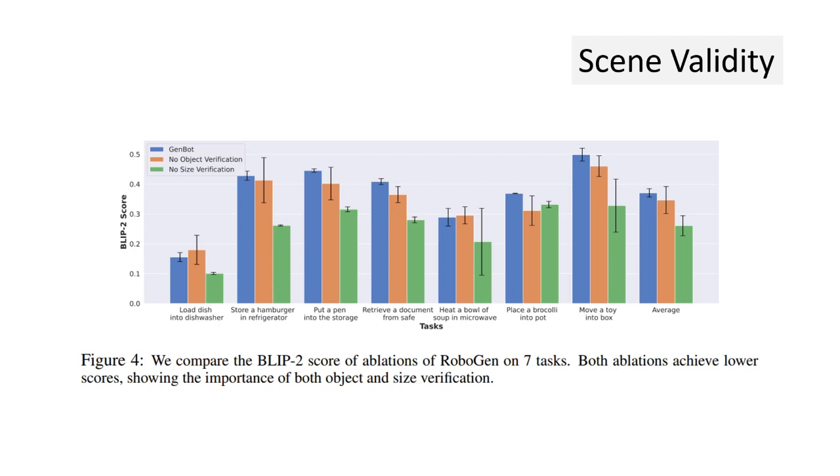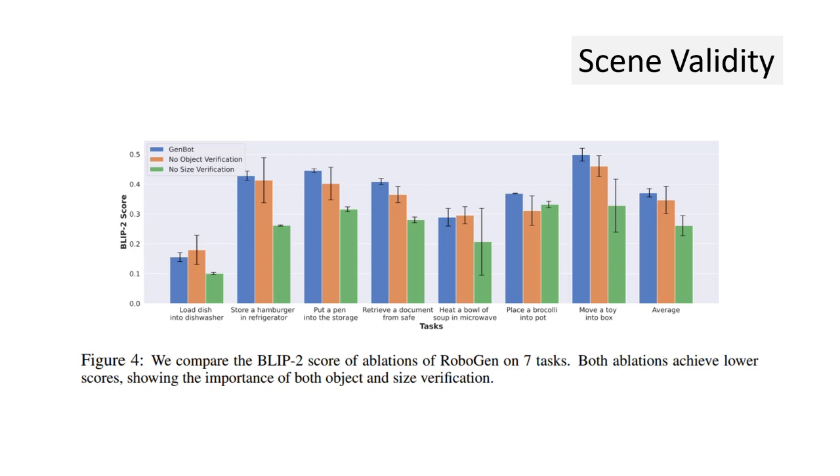Next, in assessing scene validity, they employed BLIP-2 scores to measure the alignment between the rendered object images and text descriptions within the simulation. They examined two types of ablations. Number one, omitting object verification, where objects are retrieved solely based on the text matching. And number two, removing size verification, substituting GPT-4's output with default asset sizes from Objaverse or PartNet-Mobility.